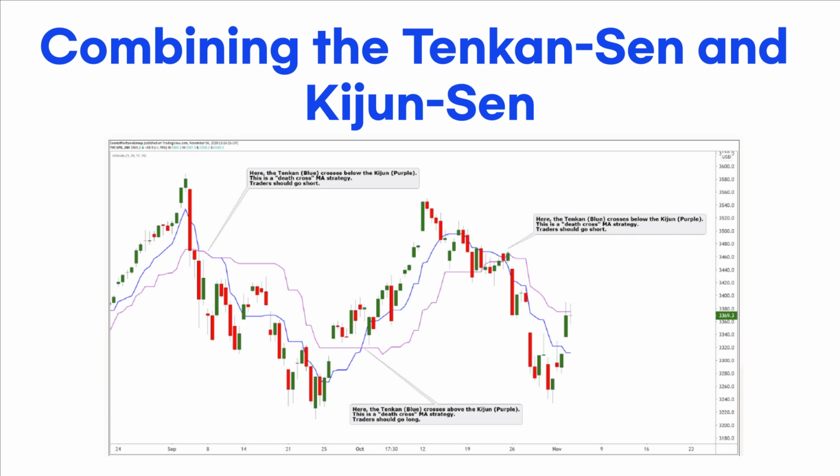Very simply, observe the points where the shorter term MA, Tenkan, crosses above or below the longer term MA, Kijun. In this method, when the shorter term MA crosses above the longer term MA, it's a buy signal, as it indicates that the trend is shifting up. This is known as a golden cross. Meanwhile, when the shorter term MA crosses below the longer term MA, it's a sell signal because it indicates the trend is shifting down. This is known as a death cross.